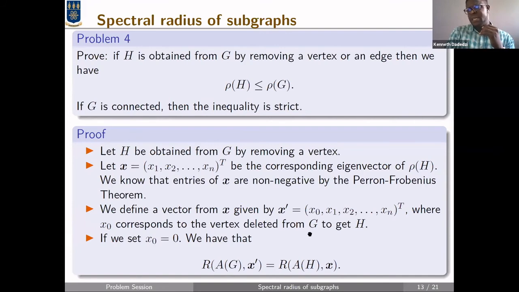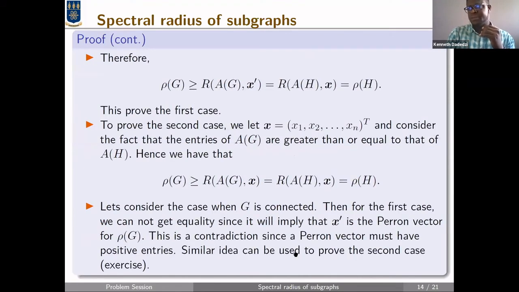Now with this idea, it's easy to show that, from the Rayleigh quotient definition, we have this one. Since this is not the spectral radius, it's not the Perron vector, it's not the eigenvector corresponding to the spectral radius, we have it to be greater than that, because it coincides with this one. We have that, and there we get our first proof.